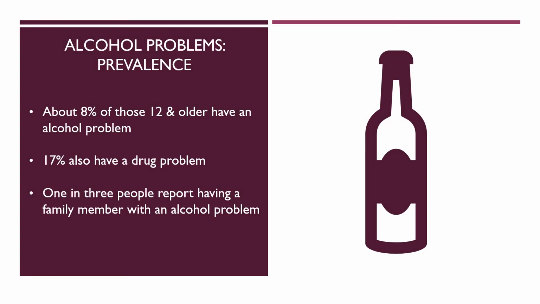So how prevalent are alcohol problems? About 8% of people age 12 or older in the United States have an alcohol problem. About 17% of those, or roughly 1 in 6 of those people with an alcohol problem, also have a drug problem, so they have a secondary problem in addition to that. In surveys, 1 in 3 people report that they have a family member who has an alcohol problem. So we know that this is a deeply rooted issue that affects tens of millions of Americans. This is certainly not just an isolated problem.